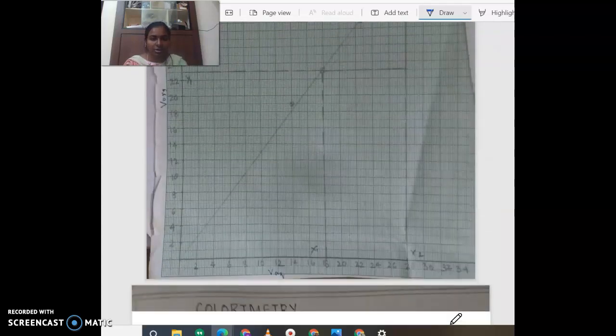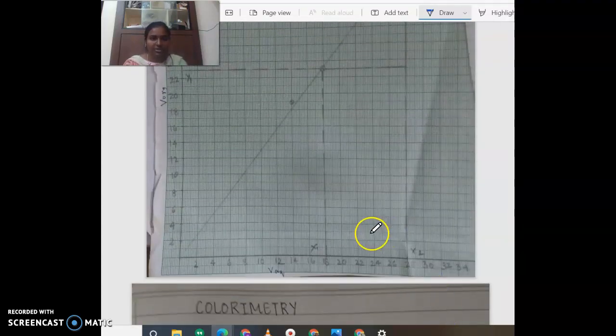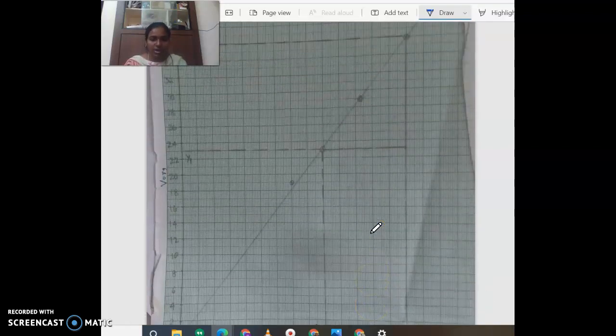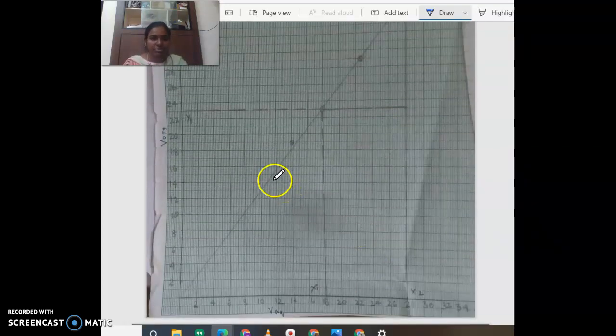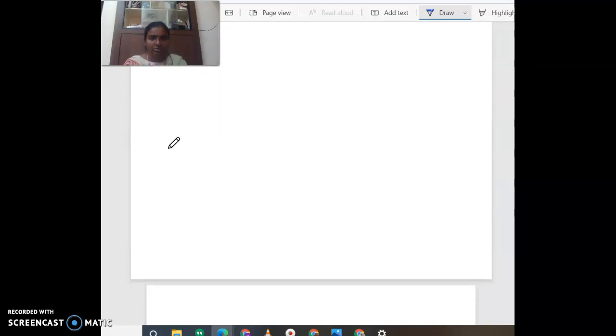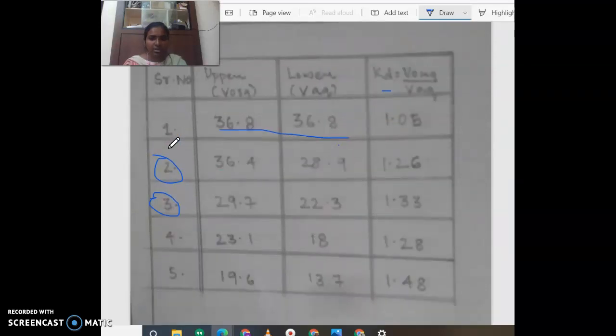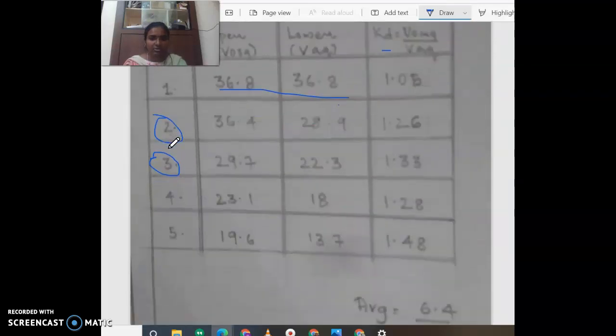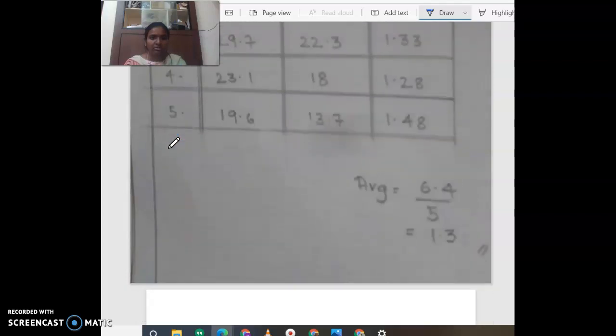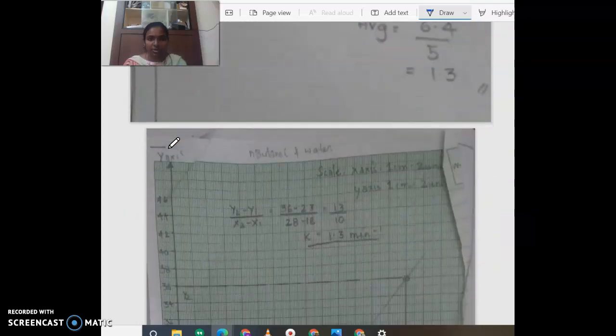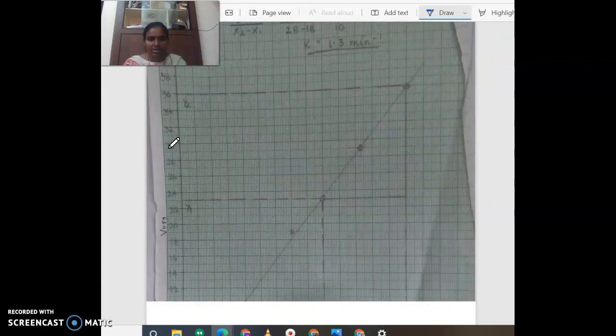Then we have to draw the graph for this experiment, between V aqueous and V organic. V aqueous on the x-axis and V organic on the y-axis. We can see here the values of V aqueous and V organic: 36.8, 36.4, 29.7, 23.1, 19.6, like that.